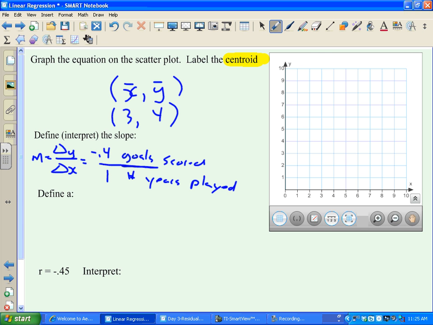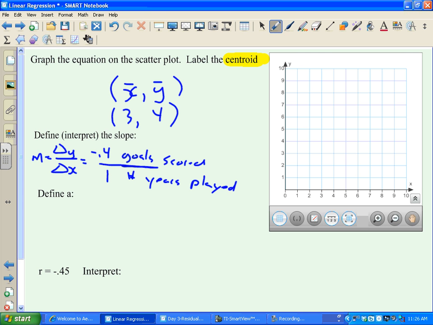Okay? The sentence is going to be, for every year of soccer played, the number of goals scored will decrease by 0.4 per year. Does that make sense? Okay? For every 1 year of soccer played, the number of goals scored will decrease, it's negative, by 0.4 every year. Because, hey, in this case, we have a negative linear regression model. The slope is negative. According to this data in our linear regression equation, the more years you play soccer, the less goals you're going to score, which is also possible, right? This is just based on our data.